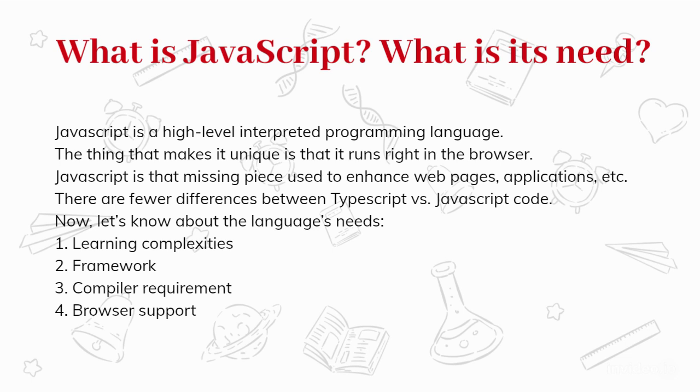Next, we have some basic differences between TypeScript and JavaScript. Why do we use JavaScript, and when the need comes, we use this. What makes JavaScript usable is its learning complexity. Unlike other programming languages like Java and C++, JavaScript is very easy and much less complex to learn. Next, it is available as a framework like AngularJS and ReactJS. This is available in the form of a framework which has rich features, like it provides fast responses. It's client-side programming.